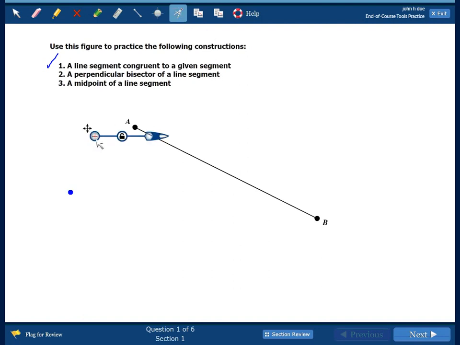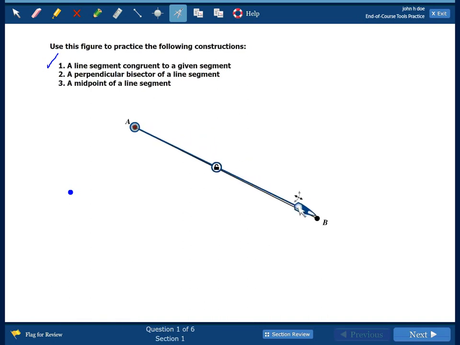The next step is we take our compass. The compass can be found next to the dot tool. The dot's how I made my point. And to move the compass around, we drag the cross part, and we're going to put it on one endpoint. We're going to put it on A, and we're going to extend the compass to point B.